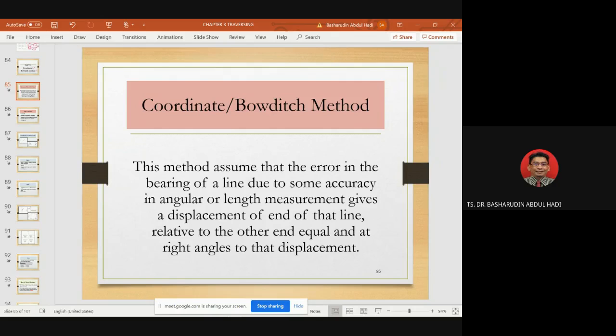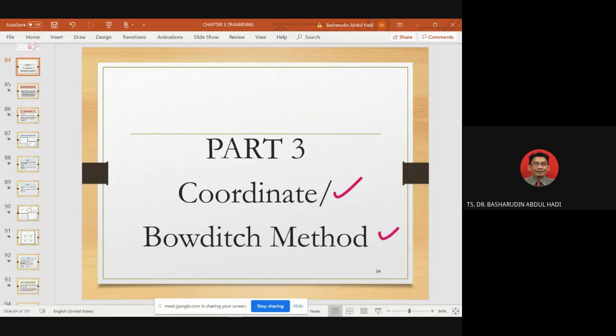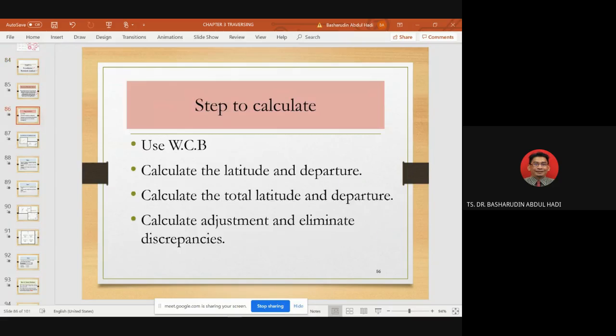Alright, so the introduction about the coordinate or Bowditch method. This method assumes that the error in the bearing of the line is due to some inaccuracy in angular or line measurement, giving a displacement of the end of that line relative to the other, and equal at the right angle to the displacement. So that is the definition of the coordinate or Bowditch method.